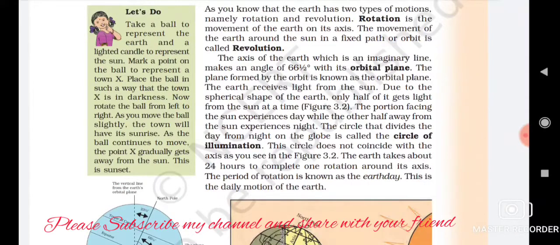In my first class, I already discussed the earth's shape, and we know that the earth is not circular, it is spherical in shape. The earth moves from west to east. That's why the portion facing the sun experiences day, and the portion away from the sun experiences night. The circle that divides day and night into two equal halves is called the circle of illumination.